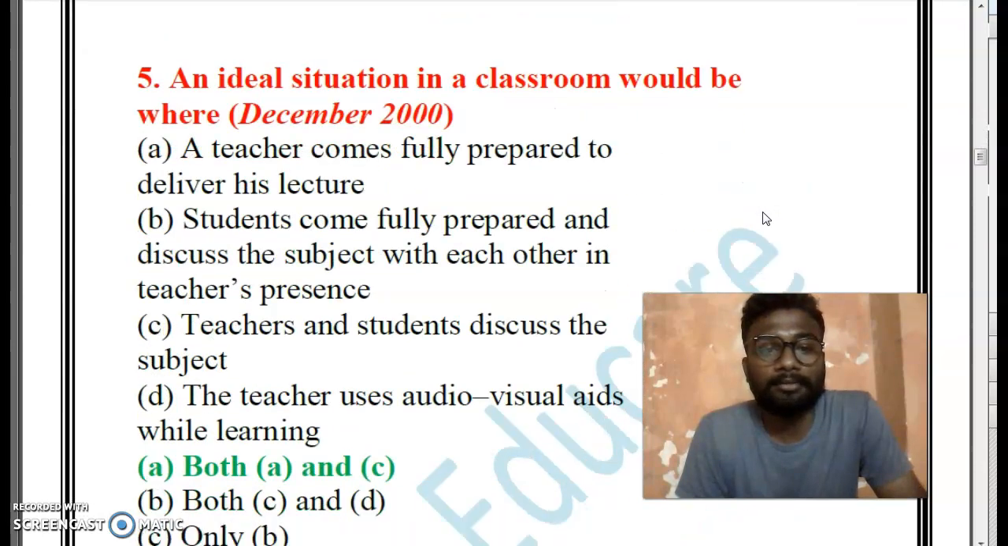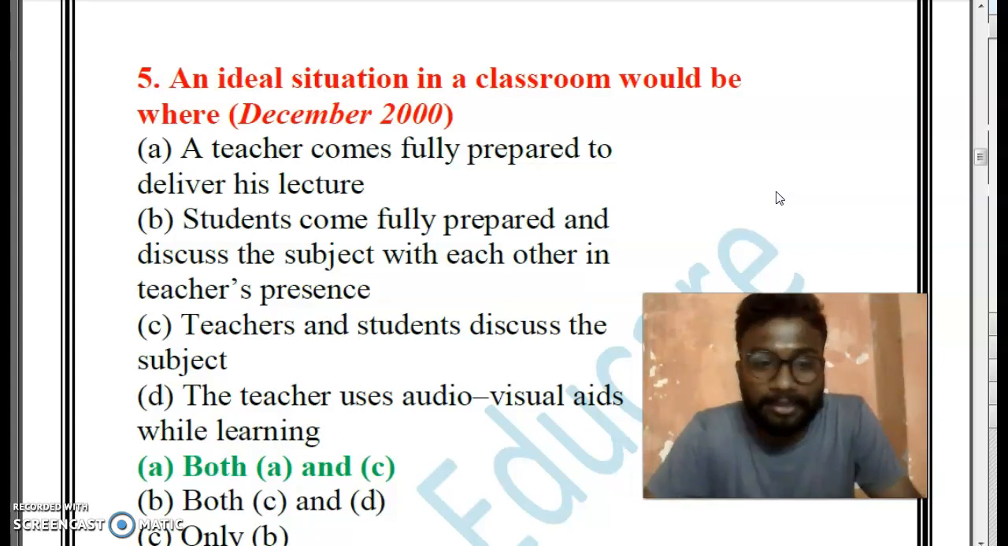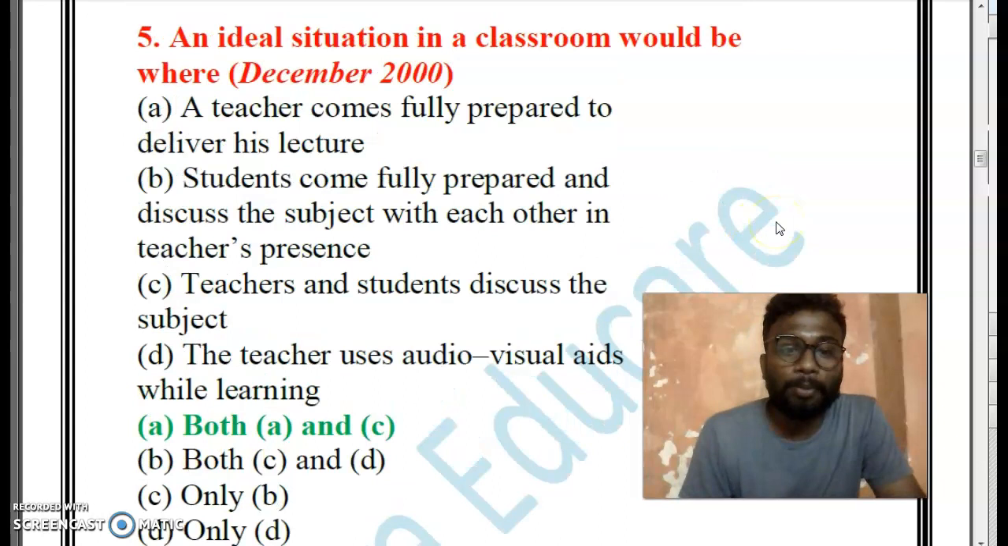Next, an ideal situation in a classroom would be what? A teacher comes fully prepared to deliver his lecture, the students come fully prepared and discuss with each other in the teacher's presence, teacher and students discuss the subject, or the teacher uses audiovisual aids, right? So both A and C are the correct answer.